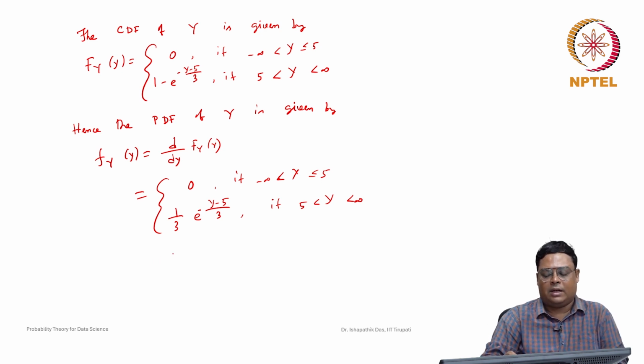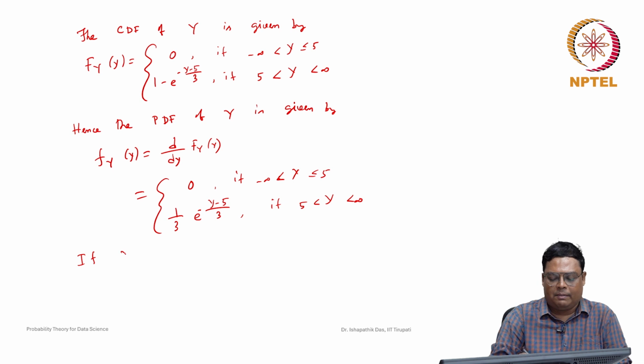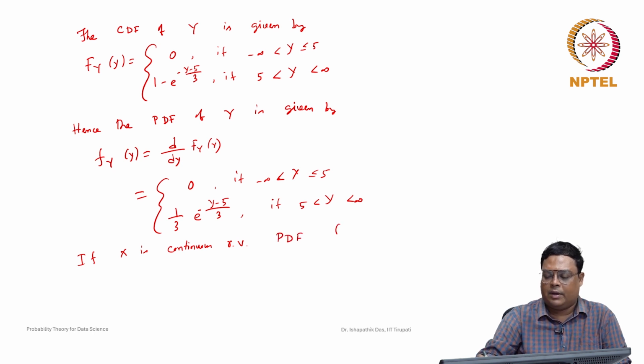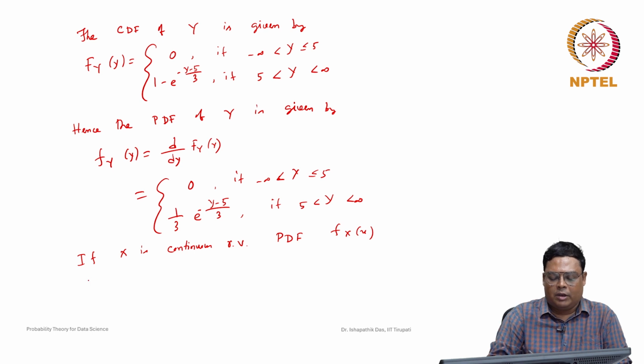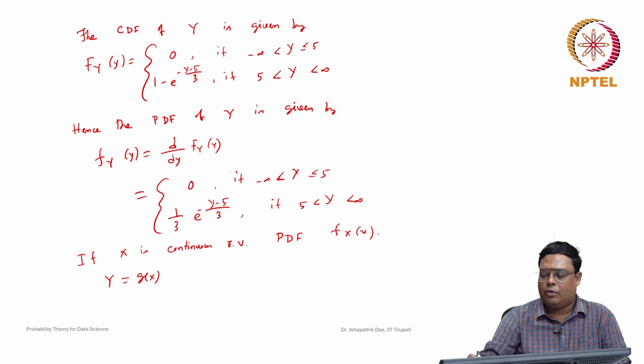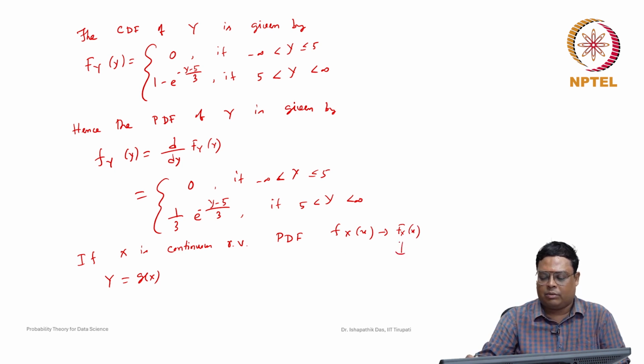So here you note that if x is a continuous random variable, we want to find the PDF. So the probability density function of x is f of x. Now if you take the transformation y equal to g of x, for finding this PDF we have to first find the cumulative distribution function using this transformation g of x, then you take the derivative to find the probability density function. So this is the way we have done. So this is a little complicated process.